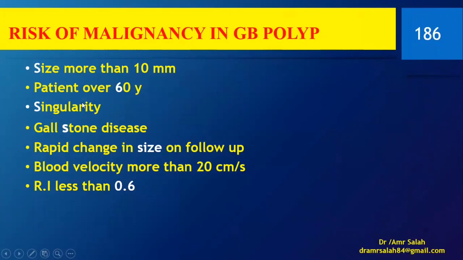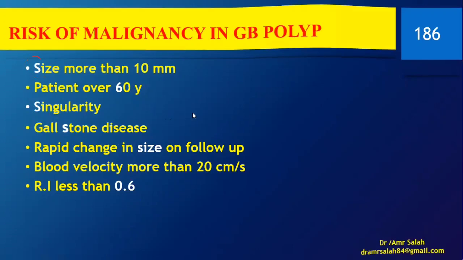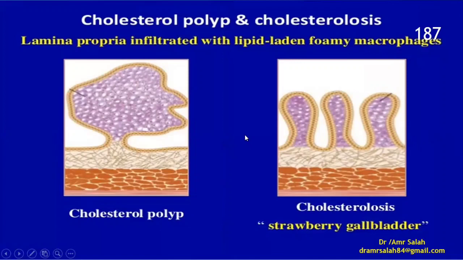These are the criteria that suggest the risk of malignancy. What are they? Let's remember them by the S and the 6. Here, if the size is more than 1 centimeter, then there is high risk of malignancy. If the patient is more than 60, the singularity, okay, if it is single, then there is high risk of malignancy. If it is associated with a stone, if there is rapid change in size, okay, it's growing rapidly. If the RI is more than 0.6, okay, so these are the risks of malignancy. With these criteria I would suggest that this polyp has high risk of malignancy, and thus I would make the patient have close follow-ups and be a little worried in order to make close follow-up.